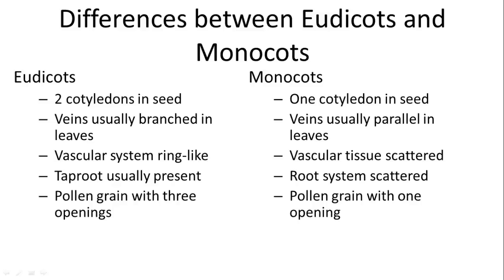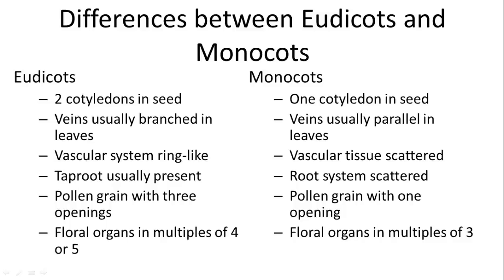When you look at the pollen grains, dicots have 3 apertures or openings on them, and the pollen grains in monocots have 1 opening. And finally, when you look at the flowers, petals and sepals are generally in multiples of 4 or 5 in dicots, and in multiples of 3 in monocots.